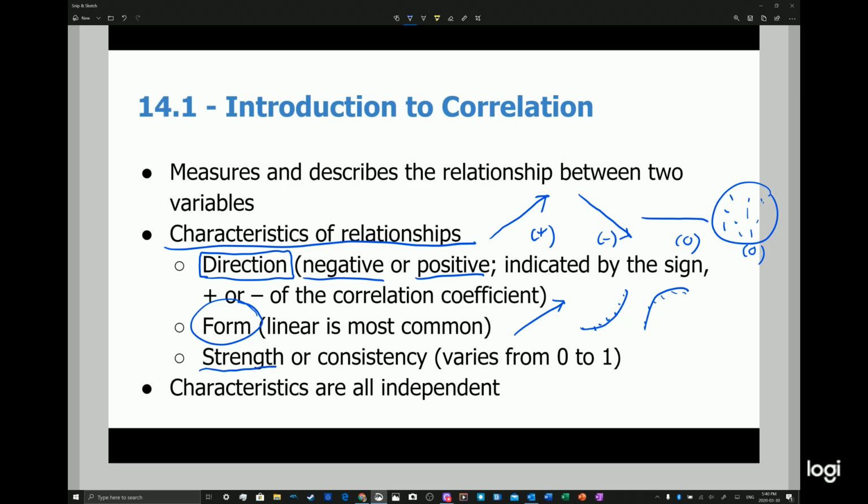Finally, it's strength and consistency. So as the points are closer to this regression line, this trend, so let's say there's a positive correlation and your variables are either close or far away. The closer they are to that trend, to that slope or regression line, the stronger the relationship is. And the strength or magnitude of the relationship has a continuum. And the minimum is 0 and the maximum is 1.